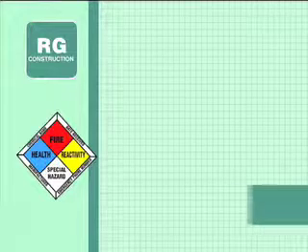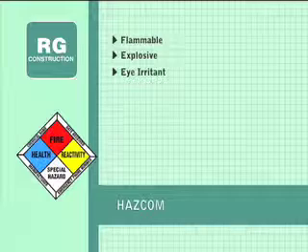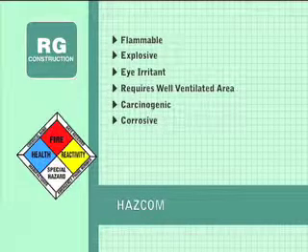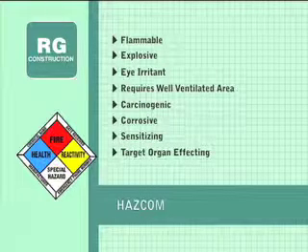sheets. In most instances, to tell whether a material is considered hazardous when reviewing the MSDS sheets, look for one of the following words to be used: flammable, explosive, eye irritant, requires well-ventilated area, carcinogenic, corrosive, sensitizing, and/or target organ affecting. In addition to using the MSDS sheets, you can also find information on the potential hazards by looking at the labels on the material containers.